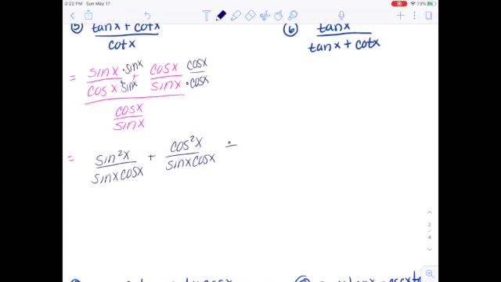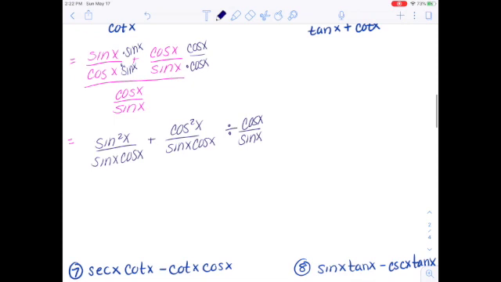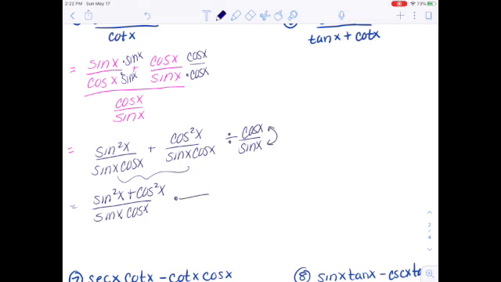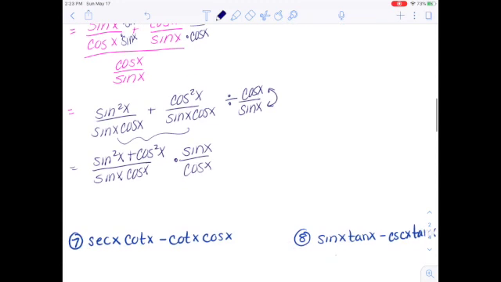And I'm going to just break up that fraction, divided by your cosine of x over sine of x. And I'm going to combine my addition before I divide. So I've got sine squared of x plus cosine squared of x over sine of x cosine of x. And we can multiply by the reciprocal over here. So multiply sine of x over cosine of x.